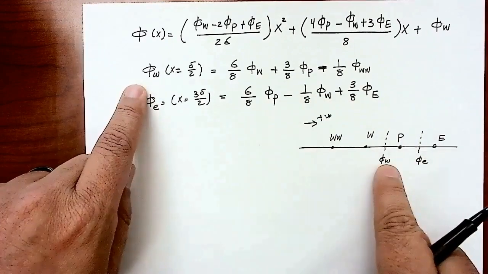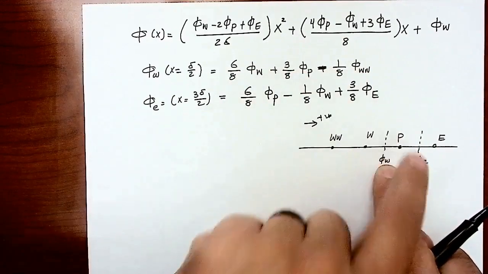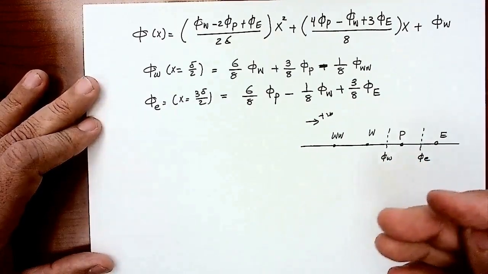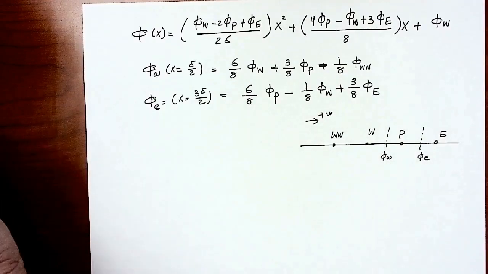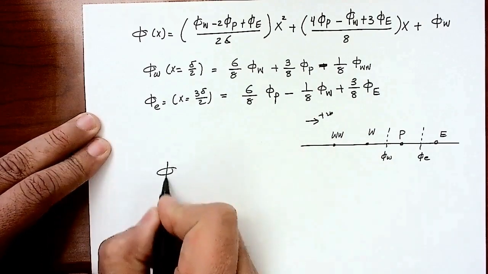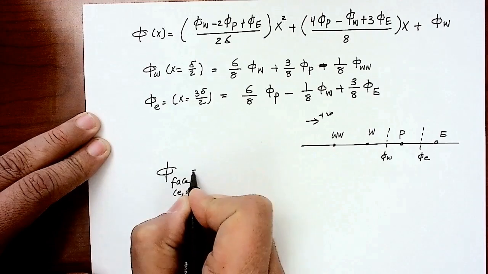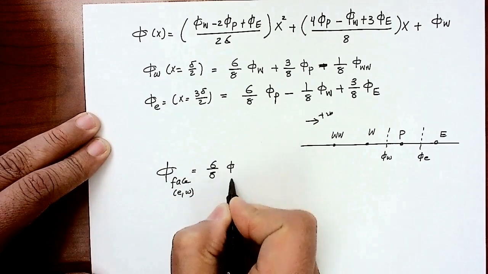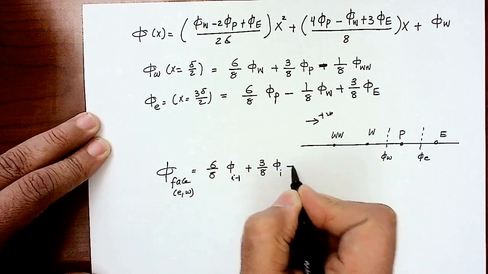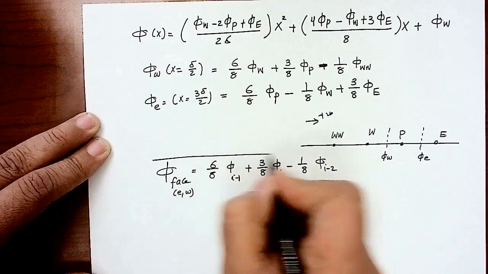If you look to the west face, I have 2 upstream values, W and WW, and I have 1 downstream node, which is P. You can imagine if the flow were going in the other direction, what would it change into in this equation? We can actually derive a general format for phi on any face, east or west. So that face could be east or west, is equal to 6 over 8 phi I minus 1 plus 3 over 8 phi I minus 1 over 8 phi I minus 1. This is the general form for phi.